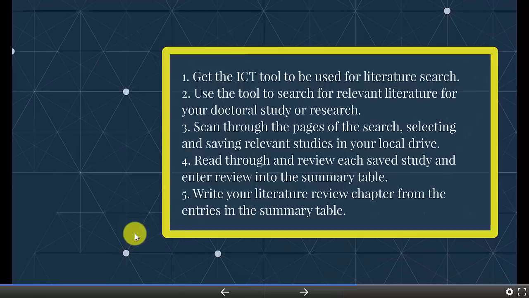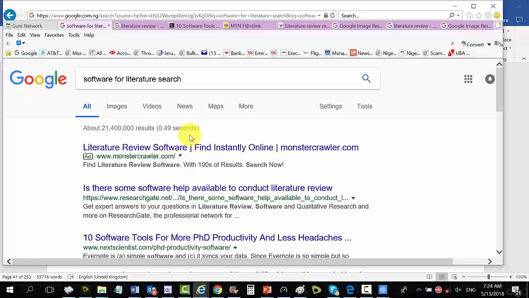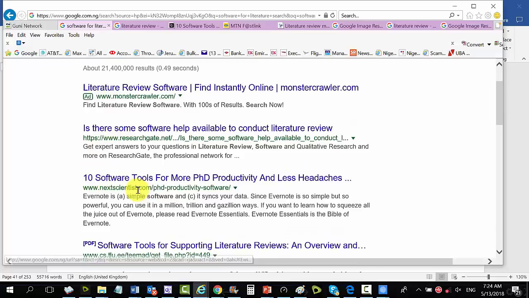So let's take on step number one, which is to get the ICT tool for a literature search. So how do you do that? There are several tools that are available. Indeed, I did do a search of the tools, and what did I find? My search was software for literature search, and I got about 21 million results. Of course, not all would be relevant.